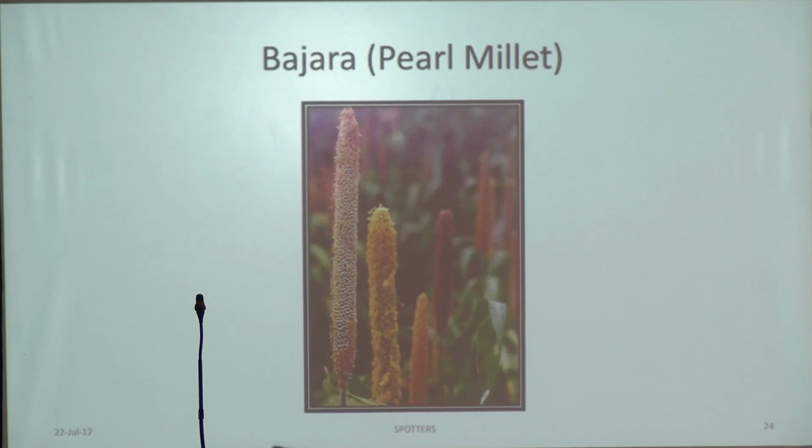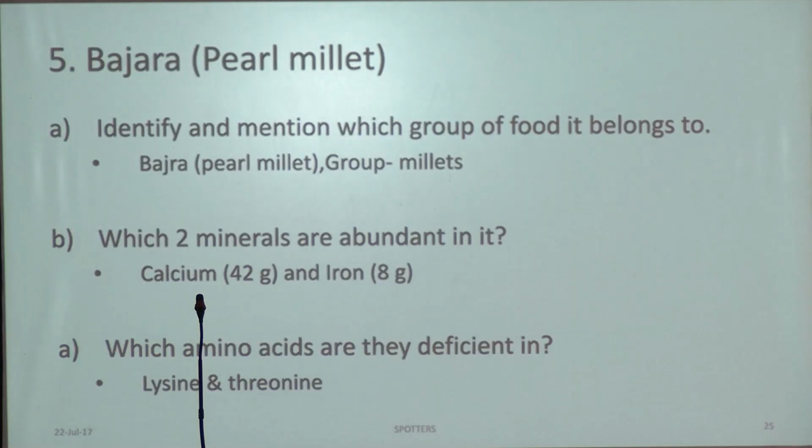Okay, Bajra. Usually we call it pearl millet. Why? Because it looks like a pearl. The white hue, almost circular to see. Here, what are the two minerals abundant in it? Calcium and iron. Remember this specifically for Bajra.